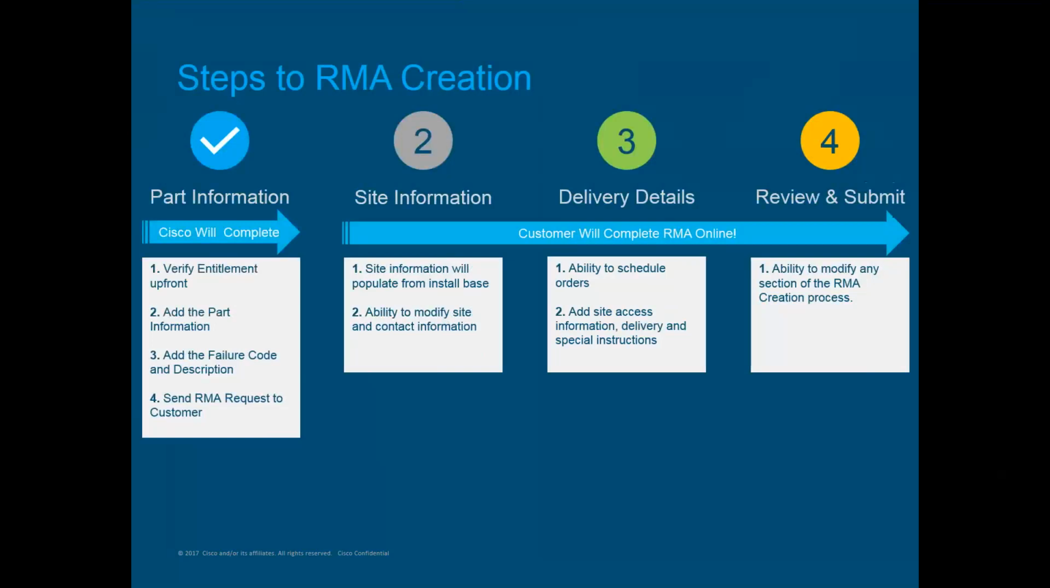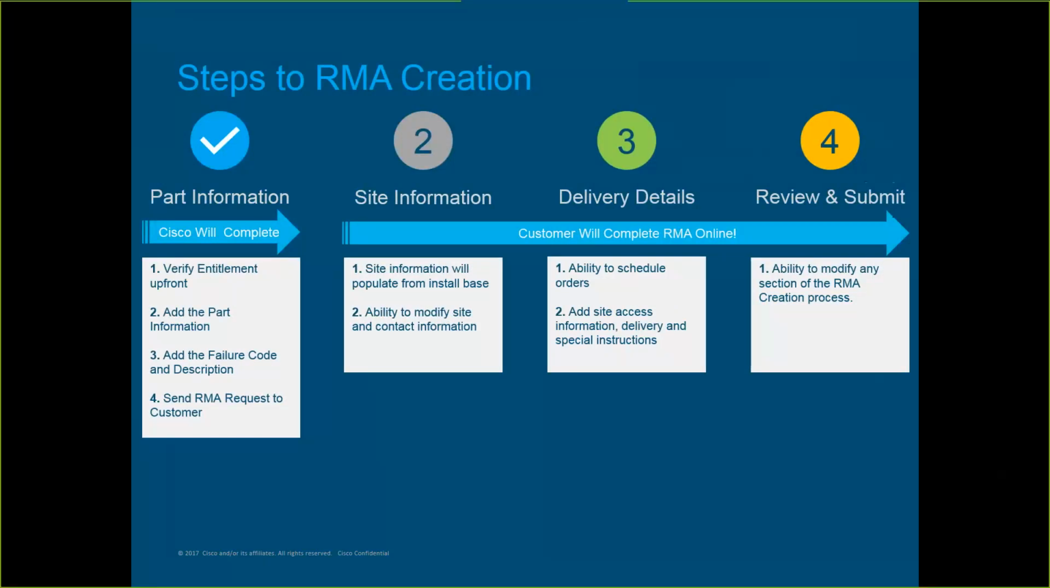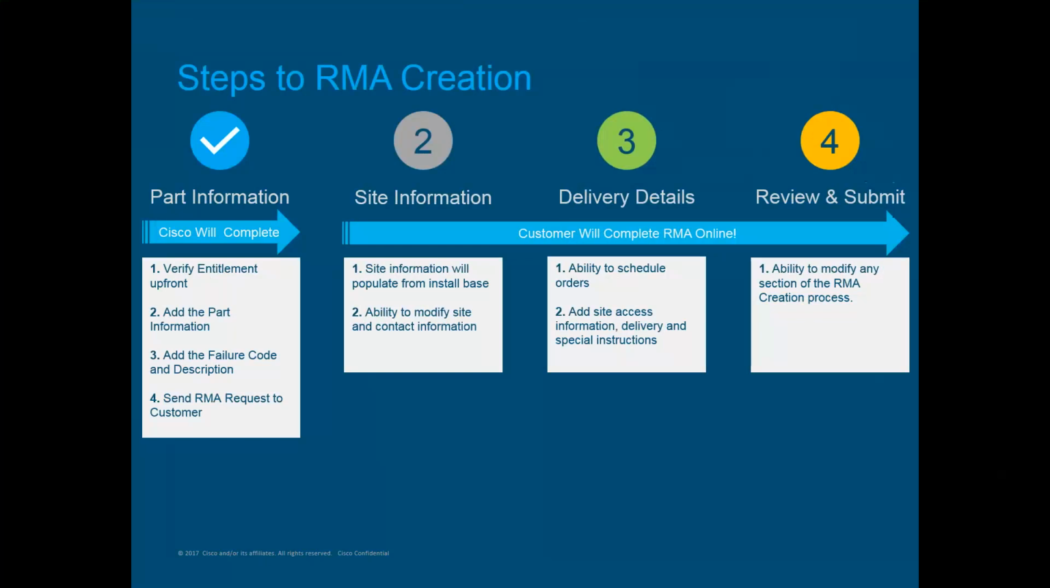Step 1, part information. Our Cisco Logistics or TAC groups will start creating the RMA using the part information, then add the failure code and failure description. Once Cisco has filled out the part information, they will have the option of either completing the order or sending the RMA to you. As mentioned, sending the RMA to you would remove the need for you to provide the site information and delivery details through email or phone to Cisco, allowing you to go directly into the RMA and add the information yourself.